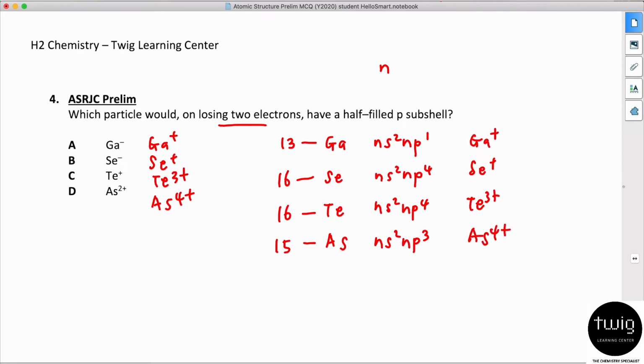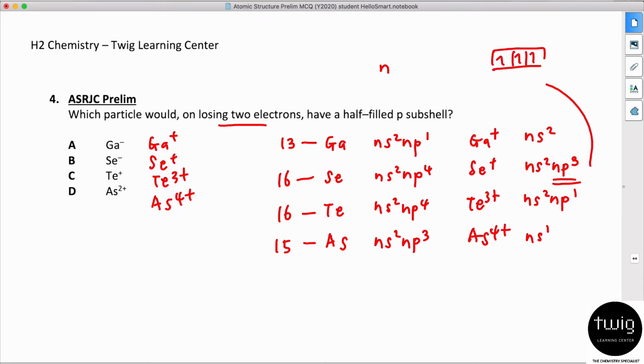So for gallium plus, it will be NS2. For selenium plus will be NS2 NP3, right? For this will be NS2, lose 3 electrons, right? So NP1, and this will be 4 plus. 4 plus means NS1. Oh, there's no more p electrons. Okay, which one has a half-filled p subshell? So you can see that this is the one, NP3, right? So NP3 looks like this. 1, 2, 3. So this is a half-filled p subshell. So the answer for question 4 has to be B. Alright, let's look at the next question.